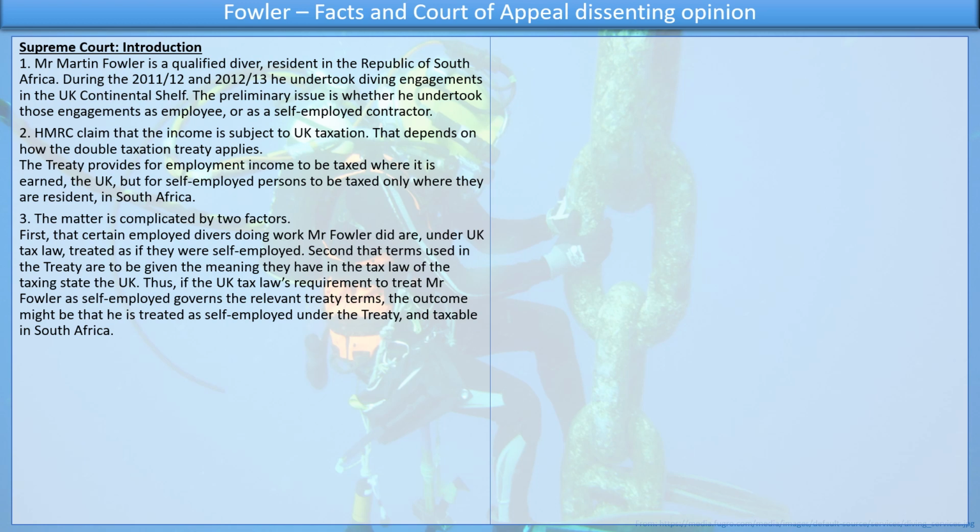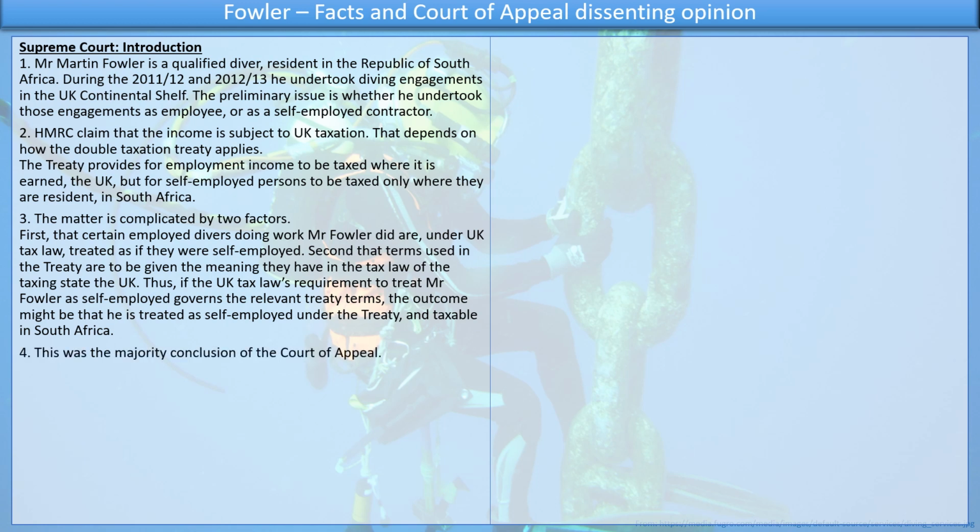So the matter was complicated by two factors, the court says. It says first, that certain employed divers doing the work Mr. Fowler did are under UK tax law treated as if they are self-employed. Second, that the terms of the treaty are to be given the meaning they have under tax law of the taxing state, in this case the UK. Thus, if the UK tax law's requirement to treat Mr. Fowler as self-employed governs the relevant treaty terms, the outcome might be that he is taxed as self-employed under the treaty and thus taxable in South Africa.